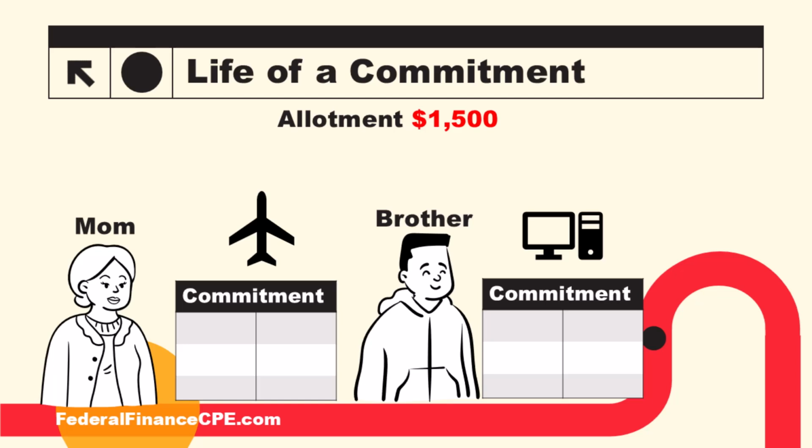Right now they're empty because even though mom and brother know what they want to buy, a plane ticket and a computer, they haven't actually committed to specific amounts yet. Time for our first commitment. Mom has done her research and figures she needs to commit $750 for a plane ticket. Meanwhile, brother has also entered his first commitment of $750 for his planned computer purchase. So look at the math here. We've each committed $750, totaling $1,500, which matches our overall allotment. So you'll see allotment balance is now 0.